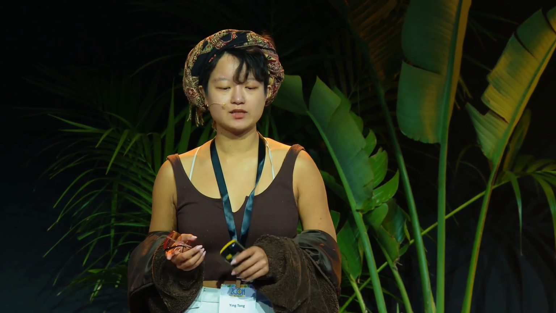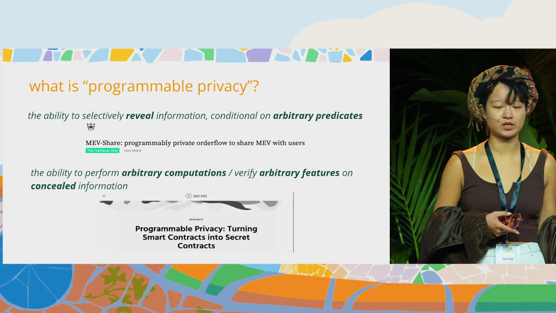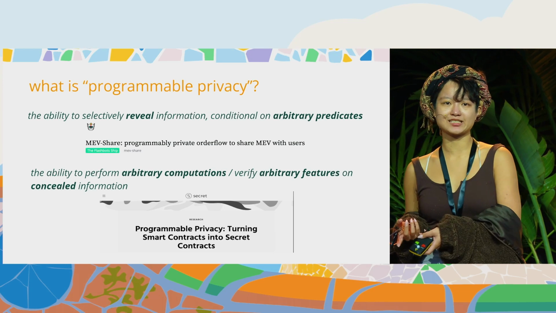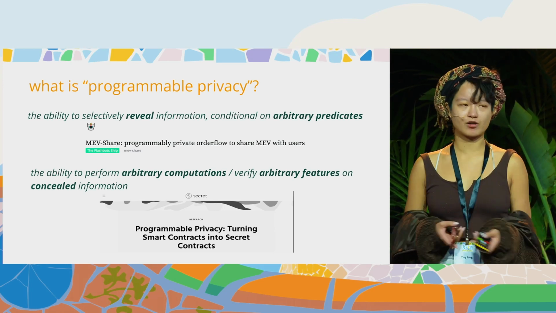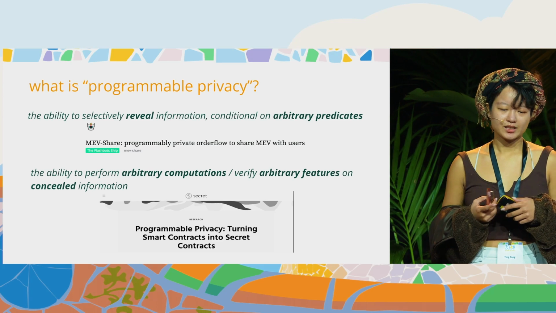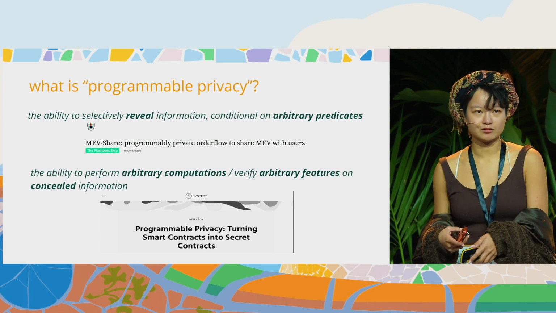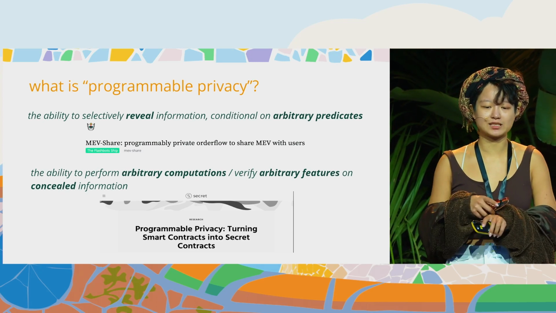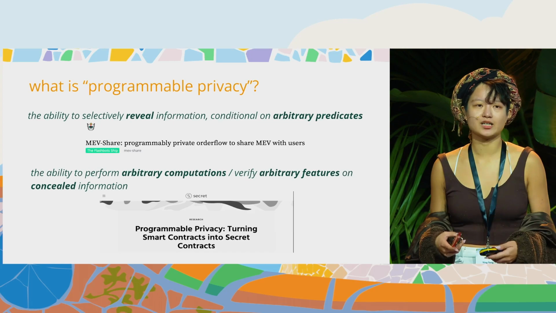And for the rest of us who have been working in privacy-centric projects, such as Zcash or Secret Network, we have a slightly different understanding of this same phrase, programmable privacy. Here, we never want to reveal the information. So it's not instantaneous privacy, it's privacy forever. But we are interested in the scope or range of computation that we can perform on this concealed information.